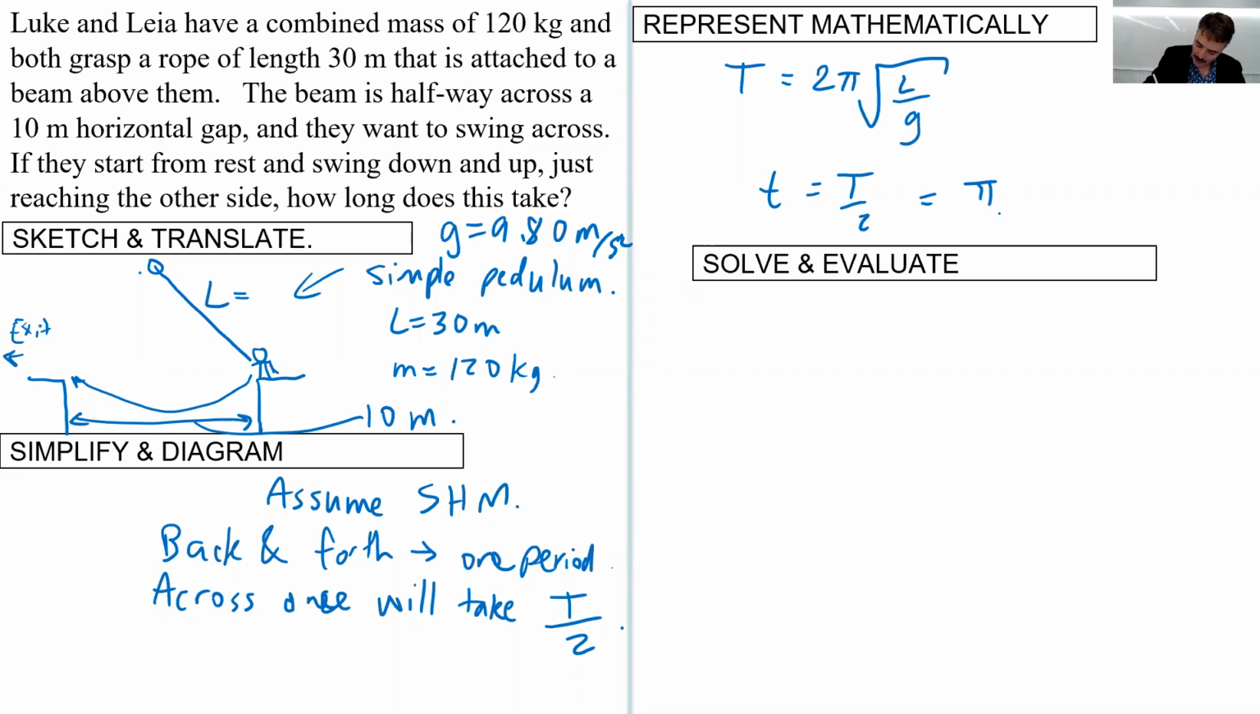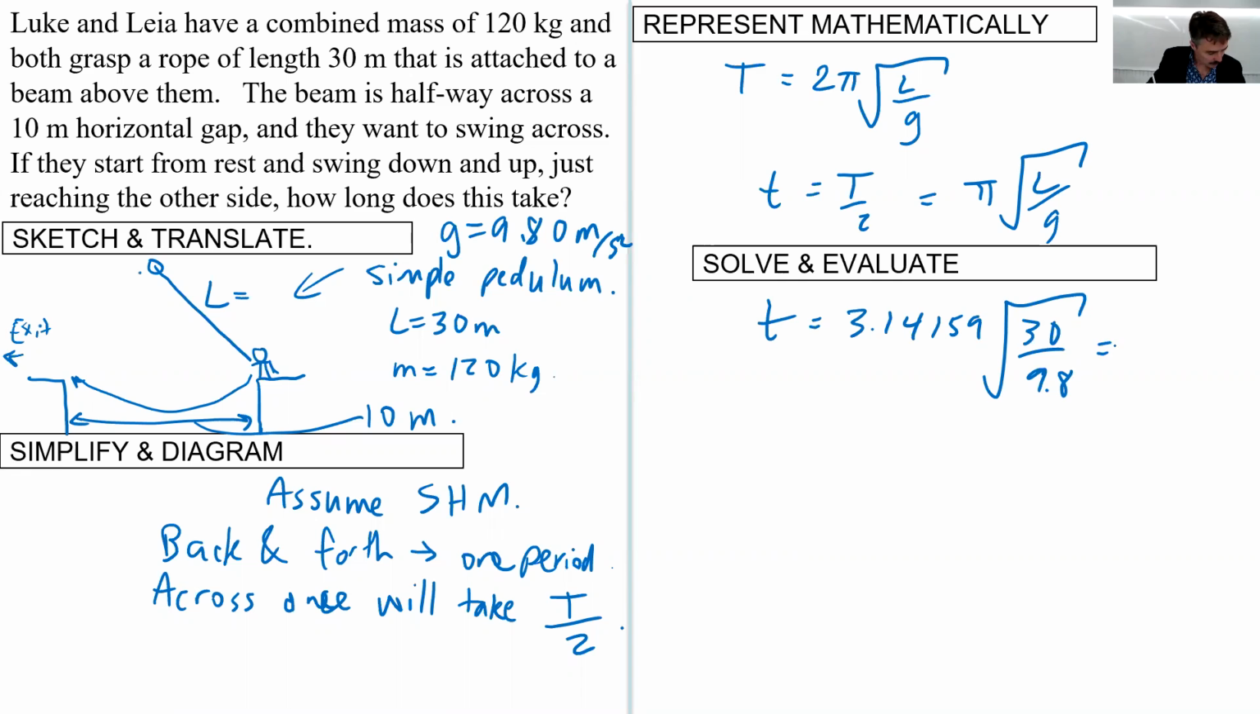So it's going to be just pi times the square root of L over g. So t is going to be equal to 3.14, I have to use lots of decimals there, times the square root of 30 over 9.8. So I typed that in my calculator, I got 5.5 seconds to swing across.